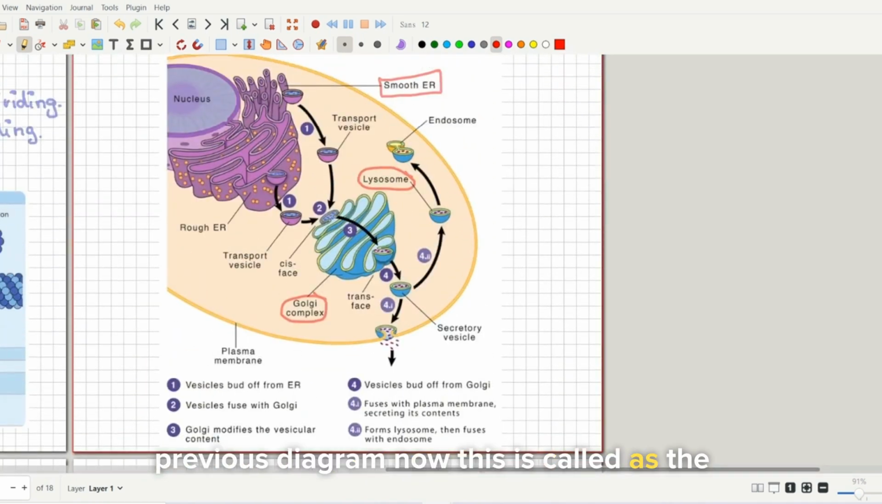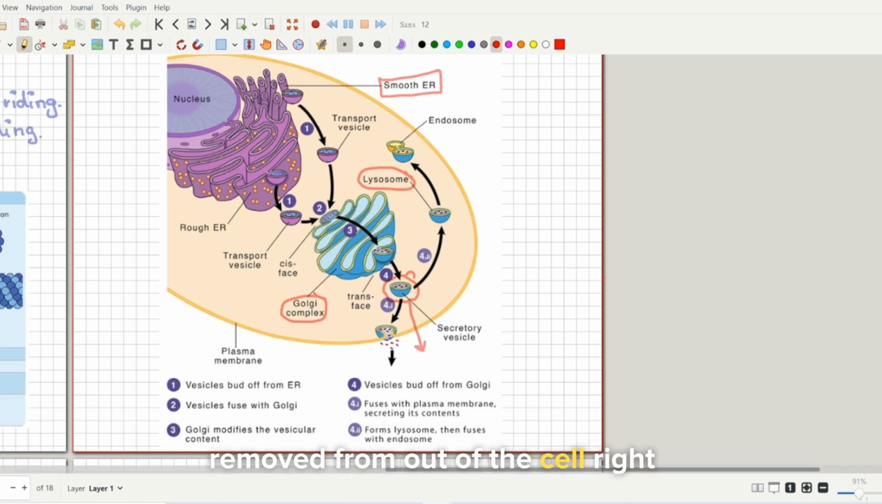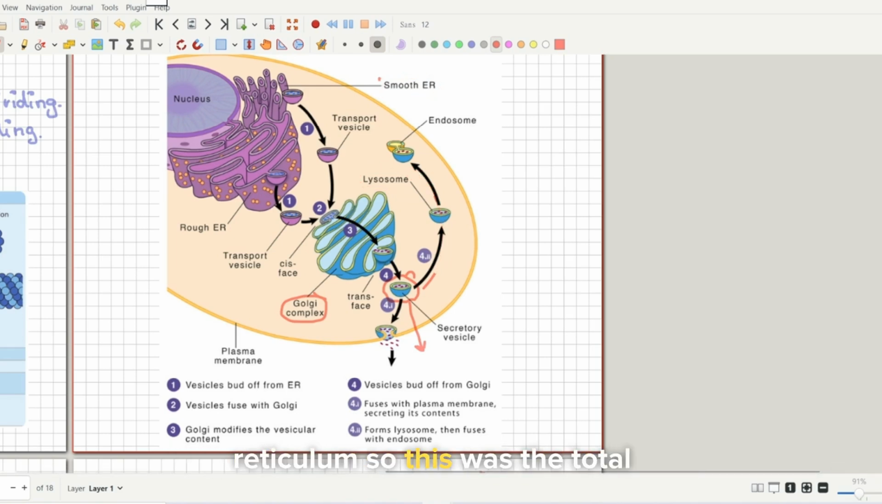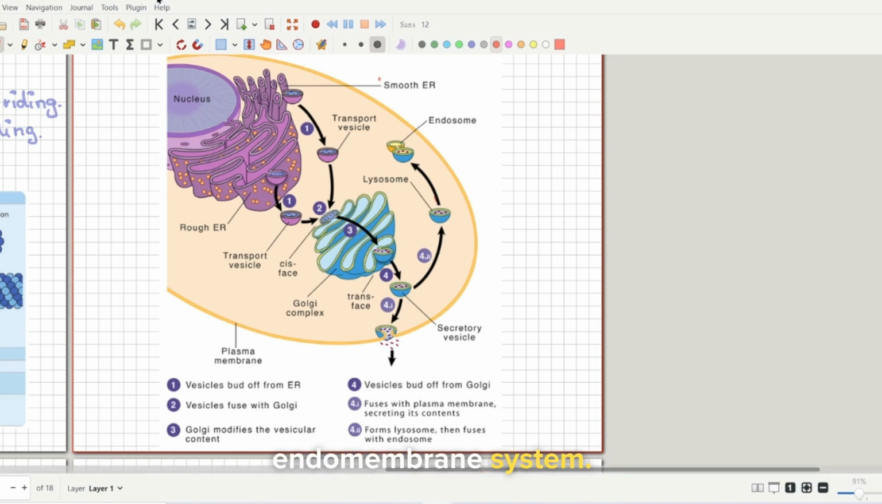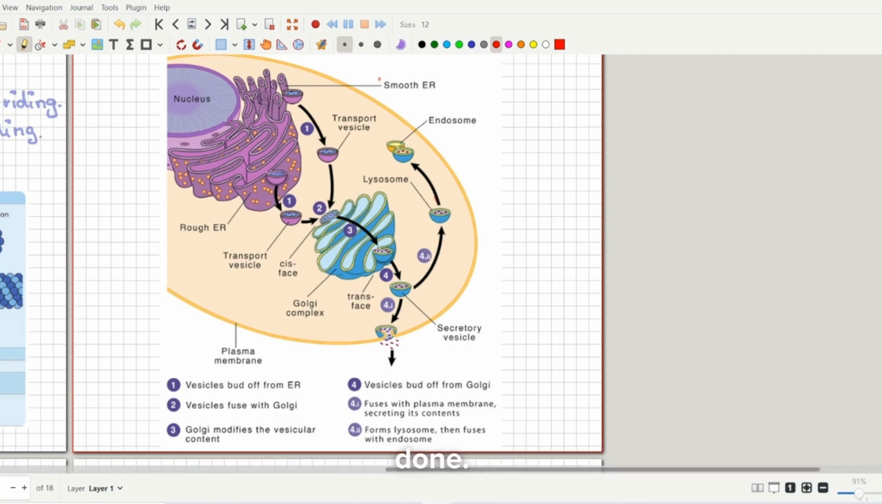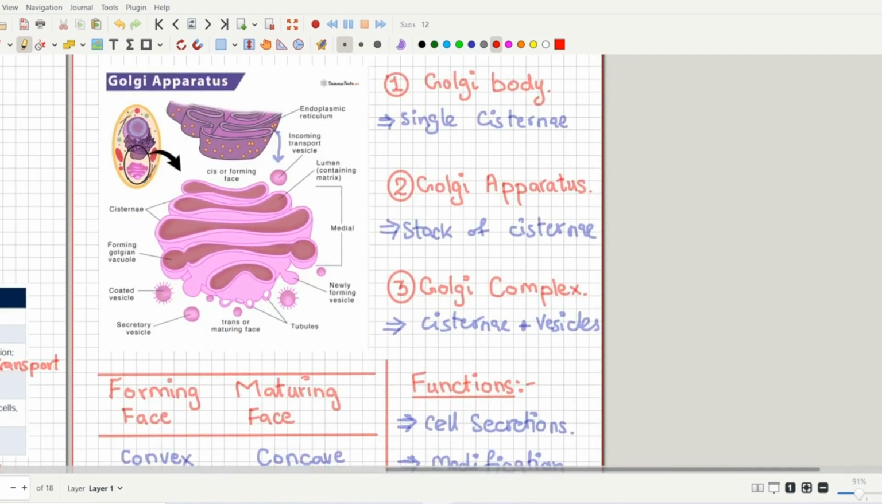Now this is called the Golgi vesicle, and it has two choices. Either it will be removed out of the cell, or it can be converted into a lysosome. So the formation of lysosomes is actually a function of the Golgi apparatus and smooth endoplasmic reticulum. So this was the total endomembrane system. The endomembrane system is not finished yet, but the formation of lysosomes has been covered. So this was about the Golgi apparatus and endoplasmic reticulum.